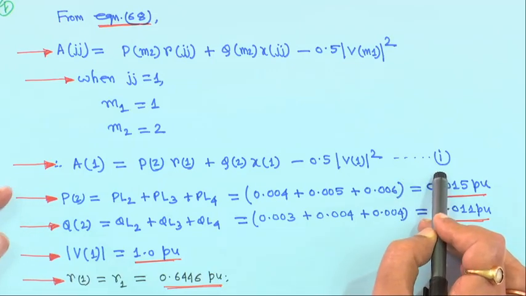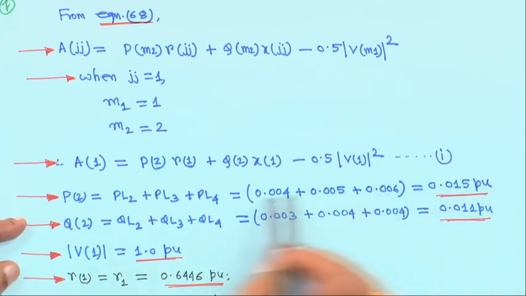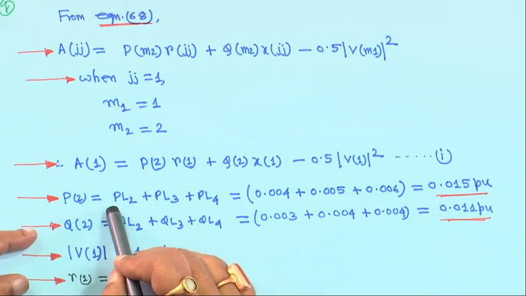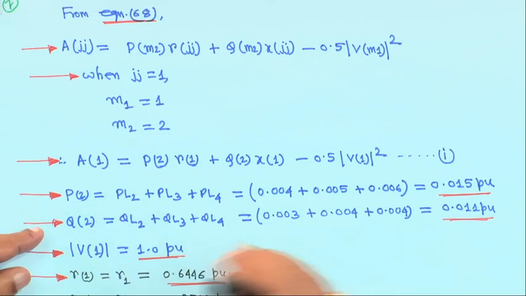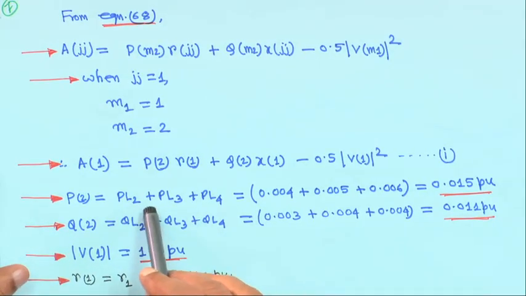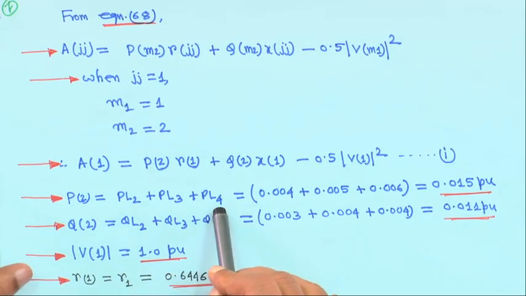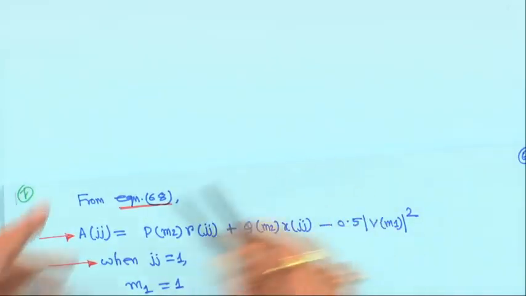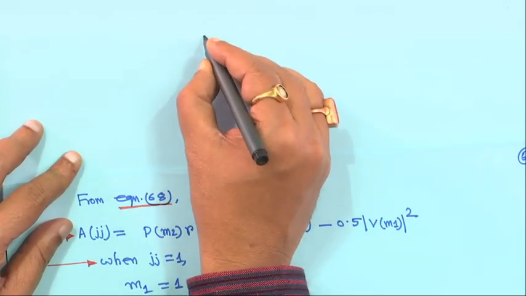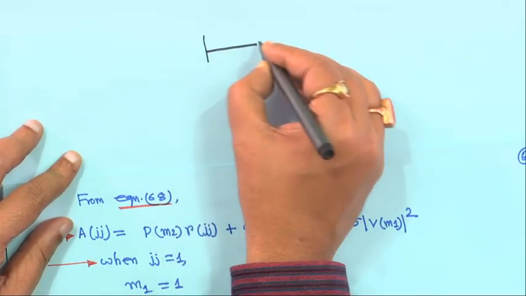This is numerical equation 1. Initially the losses of all the branches are neglected, therefore the total load fed through this node will be PL2 plus PL3 plus PL4. Just repeating this, we have taken a very small example.